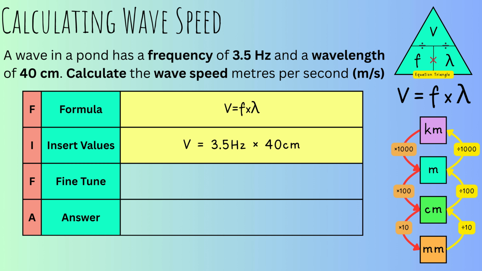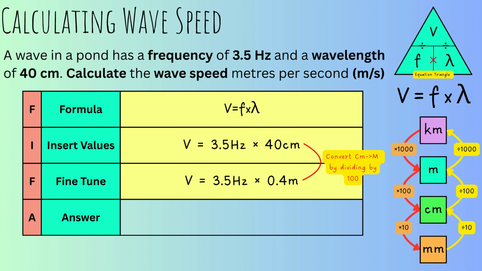Now, on to our fine tune. Fine tuning is where we're going to do any conversions that we might need, and in this case, centimeters is not really going to do it for us. So we need to convert centimeters to meters. Using our helpful little chart on the right hand side here, you can see that to turn centimeters into meters, we need to be dividing it by 100.